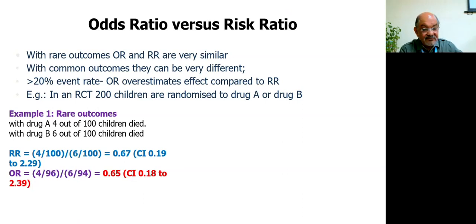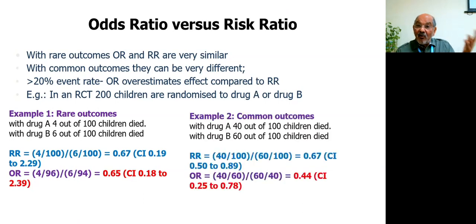Not very different. But if you have a very common outcome, like 40 out of 100 died versus 60 out of 100 died, you'll find your relative risk is 0.67, a 33% reduction. With an odds ratio, it's 0.44, a much greater effect, right? So you have to be careful that you don't use odds ratios with very common outcomes, or you also have to do a risk ratio calculation and see, does it change your overall result?